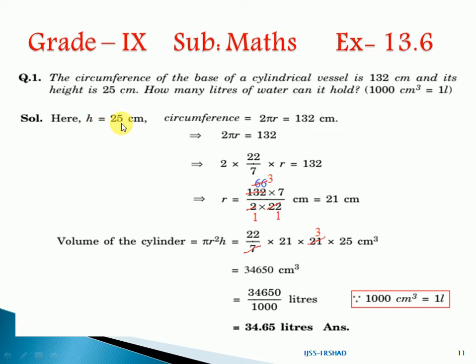So here given thing, height is 25 centimeter, circumference they have given, that is equals to 2 pi r, we know, that is equals to 132. They have given here 132.